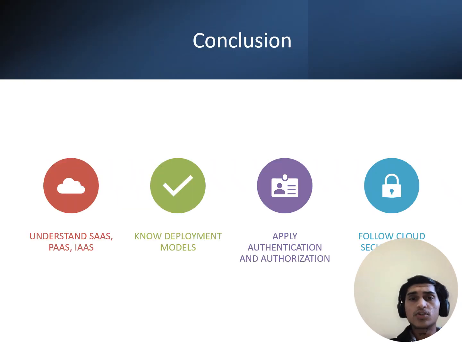So let's go to the last slide, which is the conclusion. Today we understood what SaaS, PaaS, and IaaS are, and we also learned about the deployment models, which are hybrid cloud, private cloud, public cloud, and community cloud, four types in all. We also learned about authentication and authorization, and we discussed security in IaaS and SaaS, and it's basically the same for PaaS as well. So everything is combined; we are just being protected from vulnerabilities, and that's it. Thank you, guys.